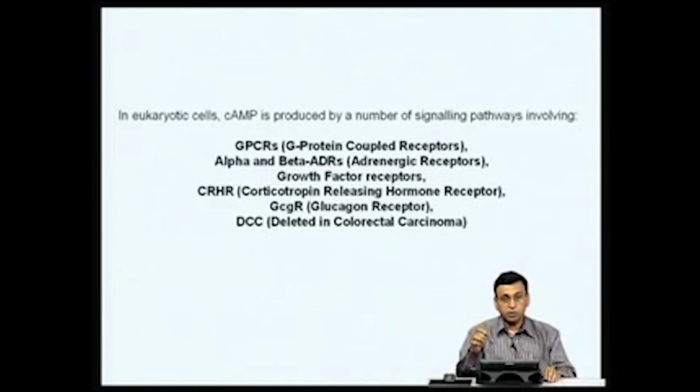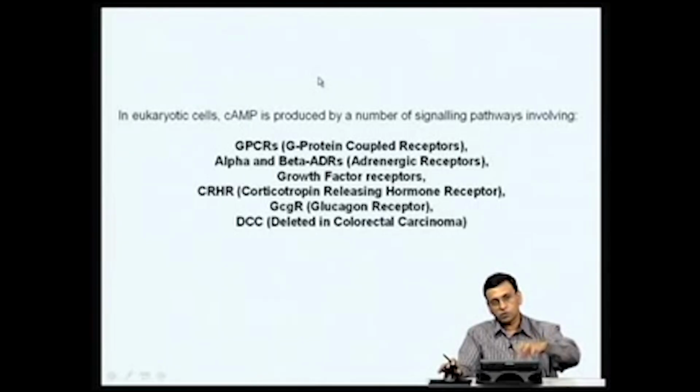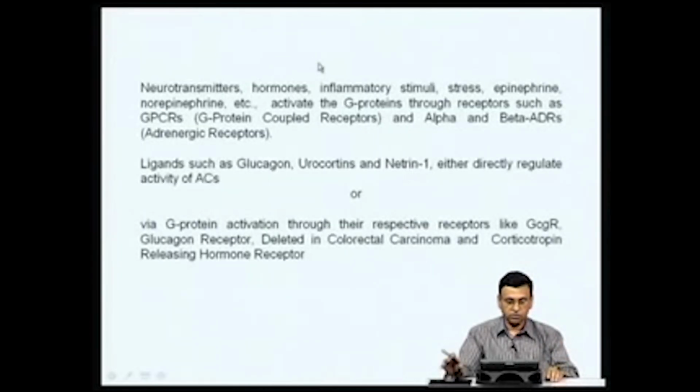Now, cyclic AMP is produced by a number of signaling pathways. Some of them I have discussed here, and what we will discuss today is about the GPCR pathways. In addition to that, you have alpha and beta adrenergic receptors, growth factor receptors, corticotropin releasing hormone receptor, glucagon receptor, DCC or deleted in colorectal carcinoma. All these receptor pathways ultimately result in the synthesis of cyclic AMP as a second messenger. So, whenever these pathways are activated by their cognate ligands or hormones, it results in the synthesis of cyclic AMP, which then acts as a second messenger.